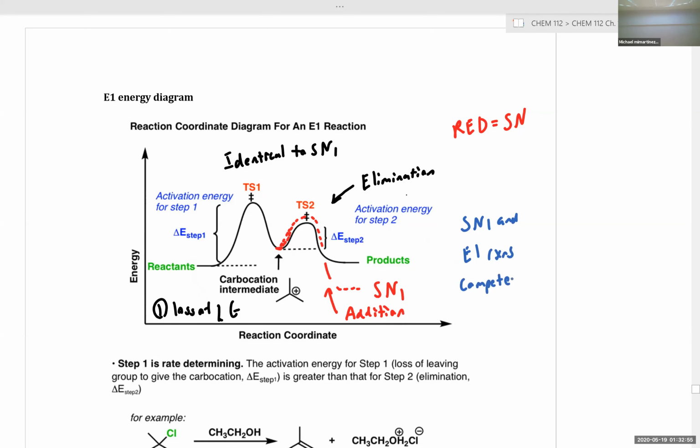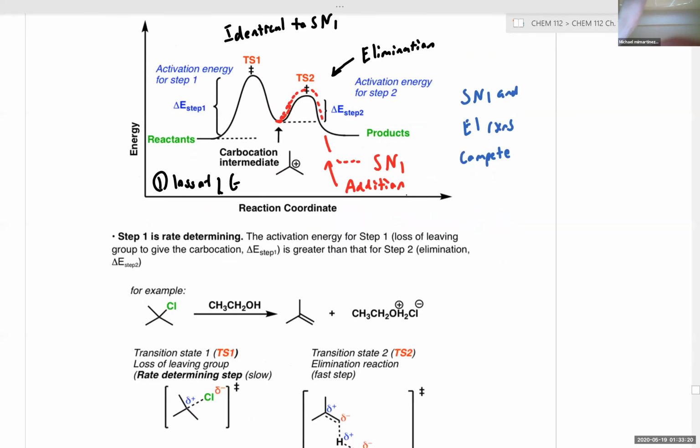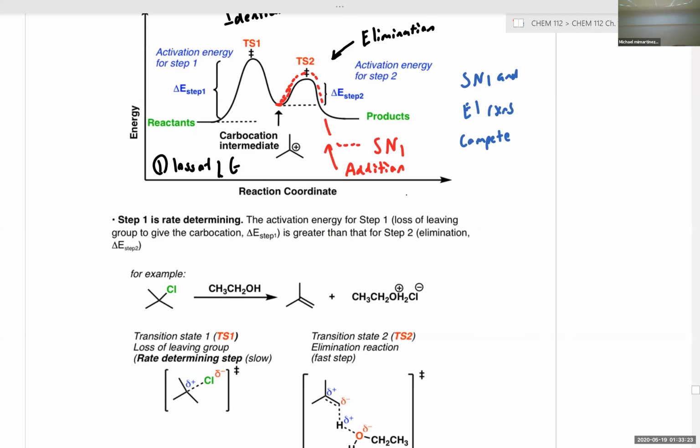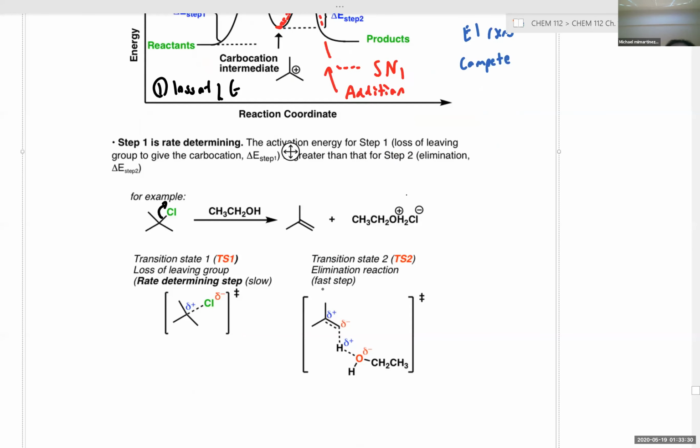And often you observe a mixture of products because your selectivity determining step and your rate limiting step are before you have differentiation between your SN1 and E1, right? You make the same intermediate in both of these pathways, but the fast step is what differentiates your SN1 and E1. So just to reiterate, step 1, loss of your leaving group, is rate determining. The elimination step is fast.